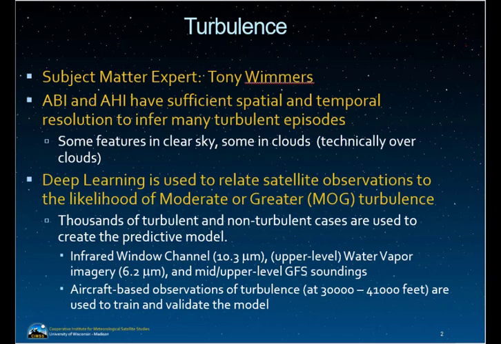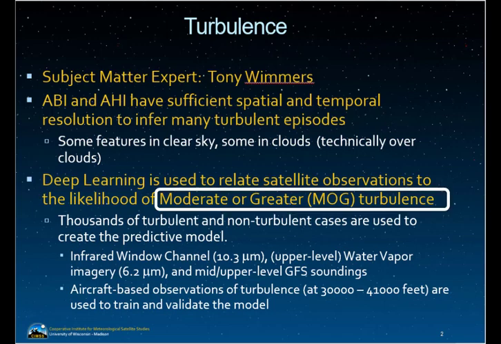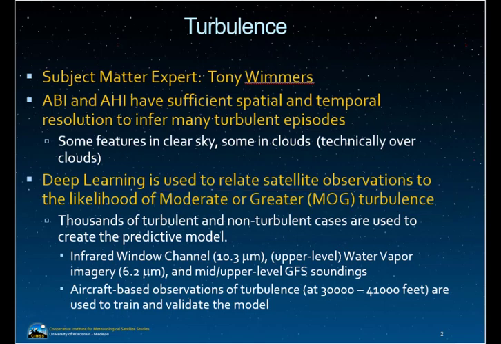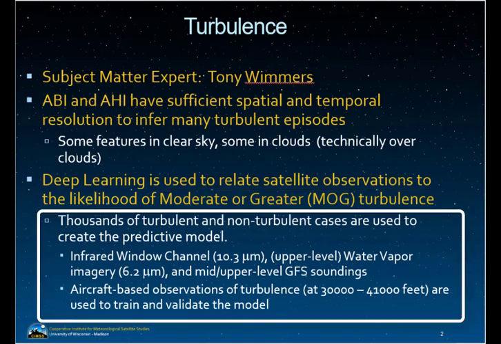The product is Probability of Moderate or Greater (MOG) Turbulence, and it was created using thousands of turbulent and non-turbulent events, clean window and upper-level water vapor infrared imagery, that is 10.3 and 6.2 micrometers, and aircraft-based observations of turbulence between 30,000 and 41,000 feet. The product also now incorporates mid- and upper-level GFS soundings.